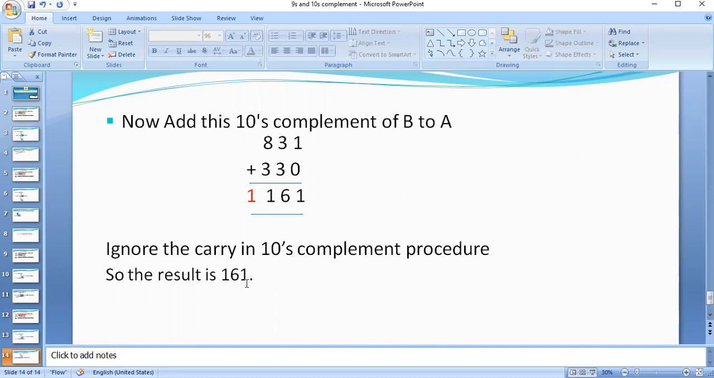In the R's complement procedure, if there is an end carry in the result, you have to just ignore that end carry and the remaining will be the answer. So in the R's complement method, we ignore the end carry and the remaining will be the answer. So this is all about subtraction using the complements method.